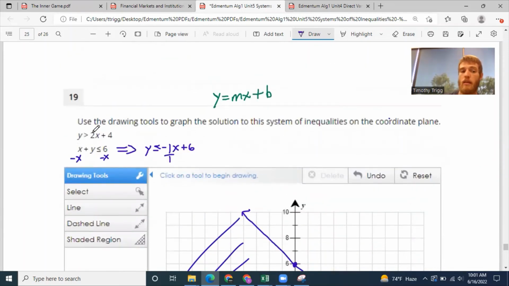See if you can do the first inequality. Keep in mind that this slope of 2 is the same as 2 over 1. So you'd go up 2 over 1.